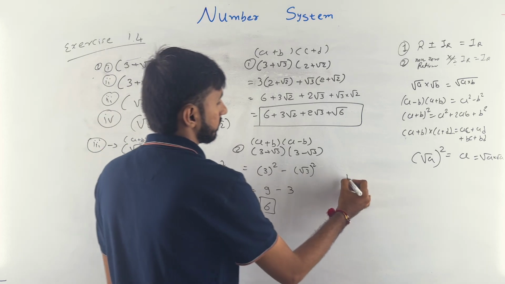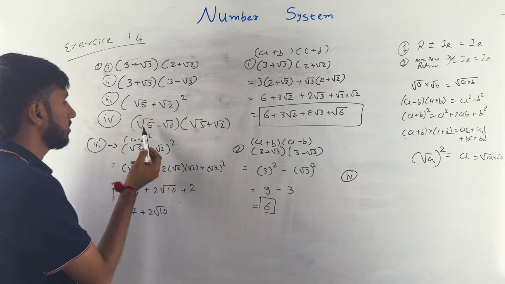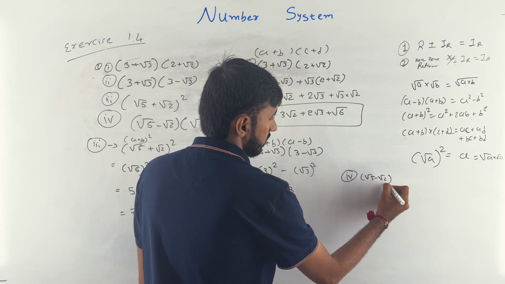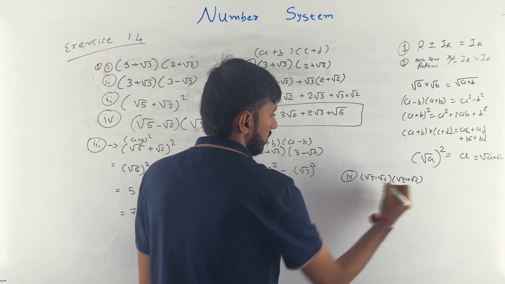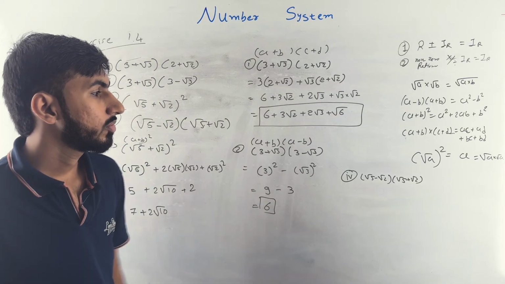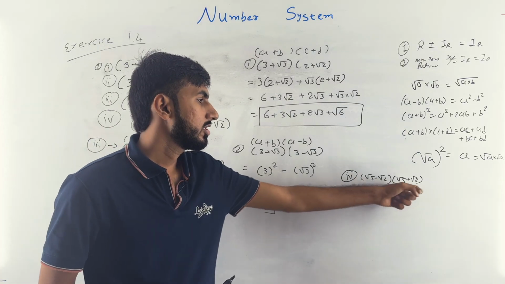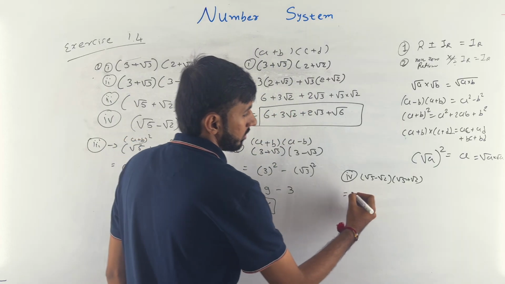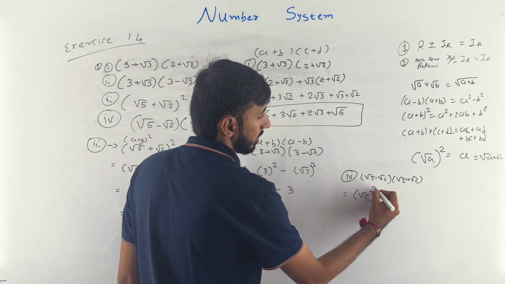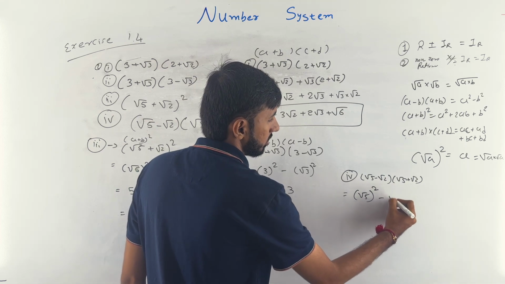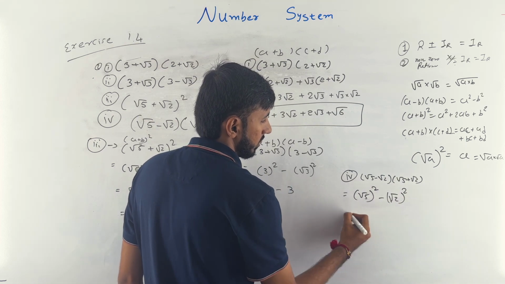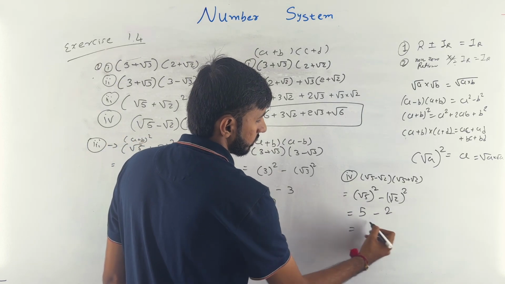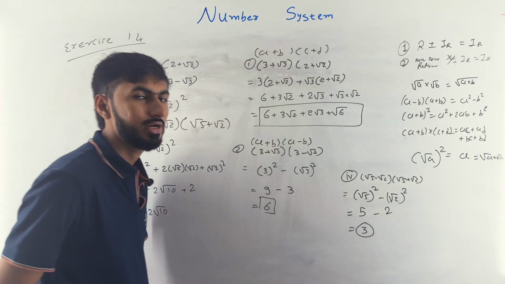Let me do it here. The fourth question is (root 5 minus root 2)(root 5 plus root 2). Now identify the type of question. It is simply (a minus b) and (a plus b). Our answer will be a square minus b square. So in the form of a, I have root 5. So I can write it as root 5 square minus root 2 square. Very simple, right? So root 5 square is 5 and root 2 square is 2. 5 minus 2, our answer will be 3, right?